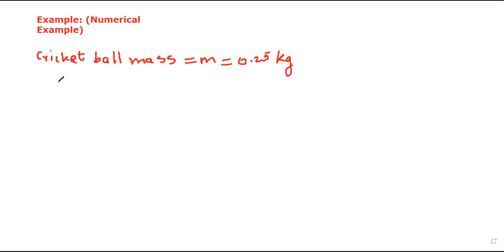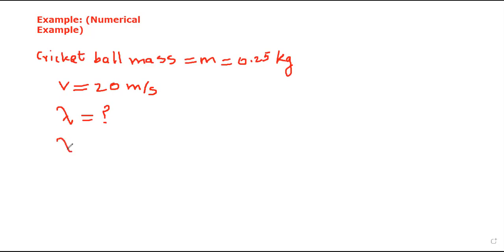Now let us consider that it is moving at a certain speed of 20 meters per second. Usually the average speed of a cricket ball after striking the bat is equal to 20 meters per second. So if it has this velocity, then what is the wavelength associated with it?